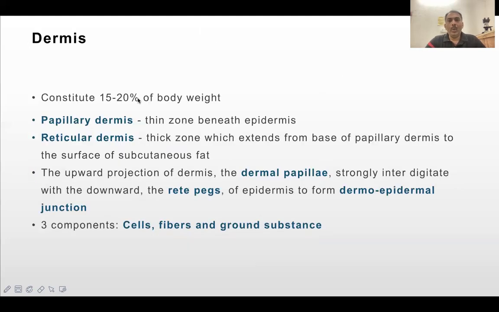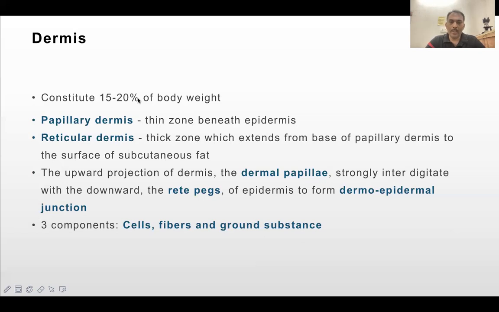Now, the layer below the epidermis is called the dermis, which constitutes 15 to 20% of the body weight. The upper layer of this dermis, very close to the epidermis, is called the papillary dermis. And the layer below is a thick zone which extends from the base of the papillary dermis to the subcutaneous fat and is named the reticular dermis.